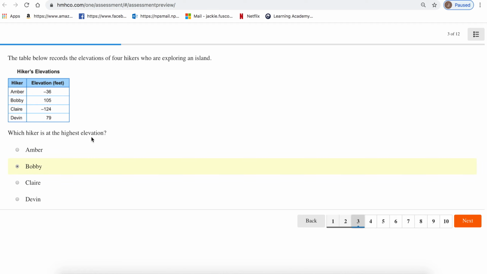If it asked who was at the lowest elevation, you would look for the smallest number here. Now that would be negative, and then I have -36 and -124. Now remember, the higher the value is of the number, the smaller it actually is. So -124 is the smallest number here, okay? But because it's asking for the highest elevation, that's Bobby, okay?